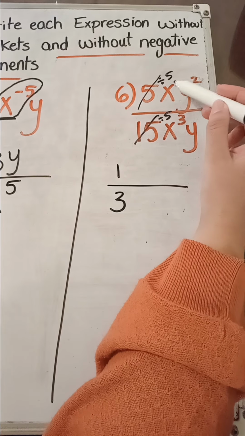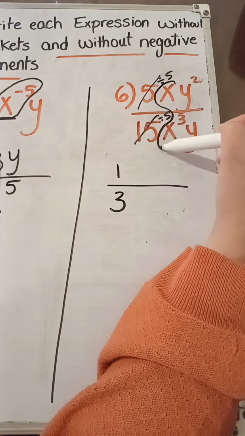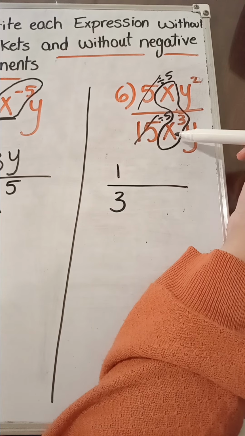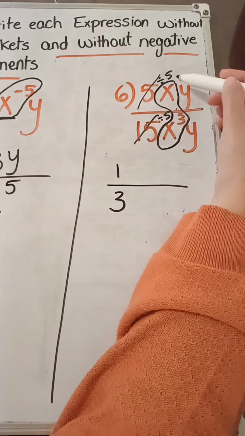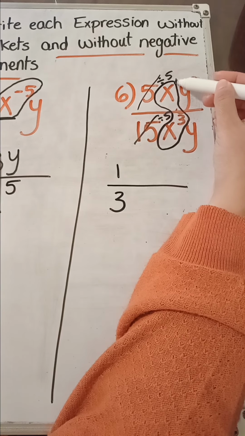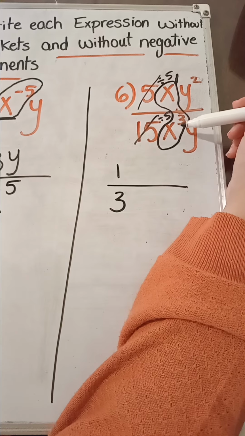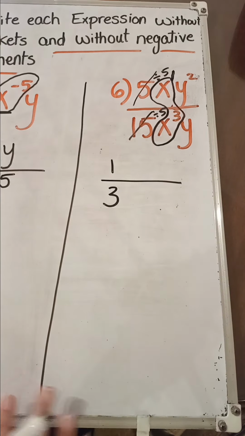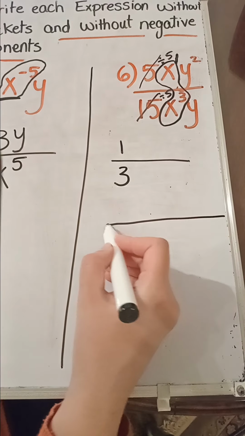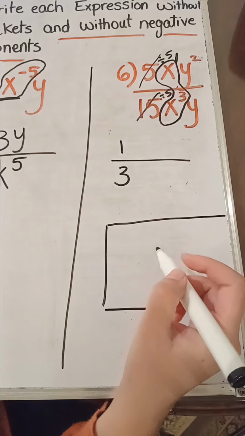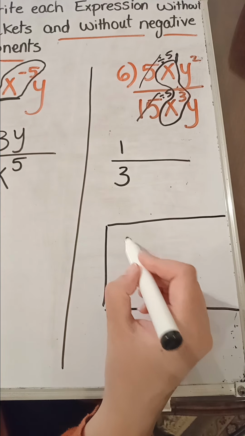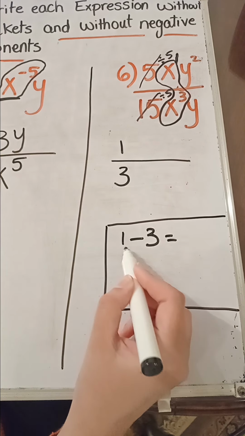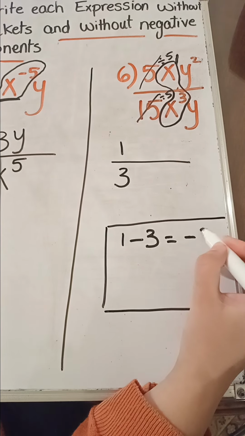I just reduced the fraction part. Now I'm going to simplify the x's together. And remember, when we divide powers that have the same base, we subtract the exponents. This x, the one at the top, is raised to the power of 1, and the one at the bottom is raised to the power of 3. So our job is to subtract the exponent. I'm going to place a box here, treat it as my draft or scrap paper. So I'm going to subtract the exponents, 1 minus 3. And 1 minus 3 gives us -2.